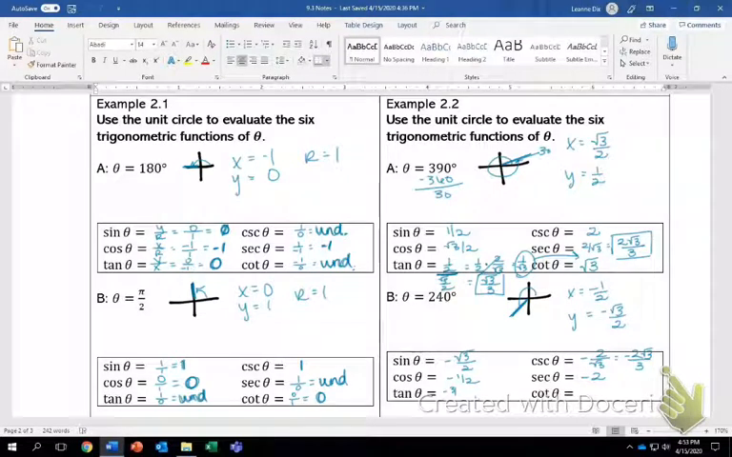Tangent is going to be very similar to our previous tangent. If we do the work, we should end up with negative square root of 3 over 2 divided by negative 1/2. If I were to rewrite it, it would be negative square root of 3 over 2 times negative 2 over 1. The 2's cancel out, and I end up with a positive square root of 3, because a negative divided by a negative is a positive.